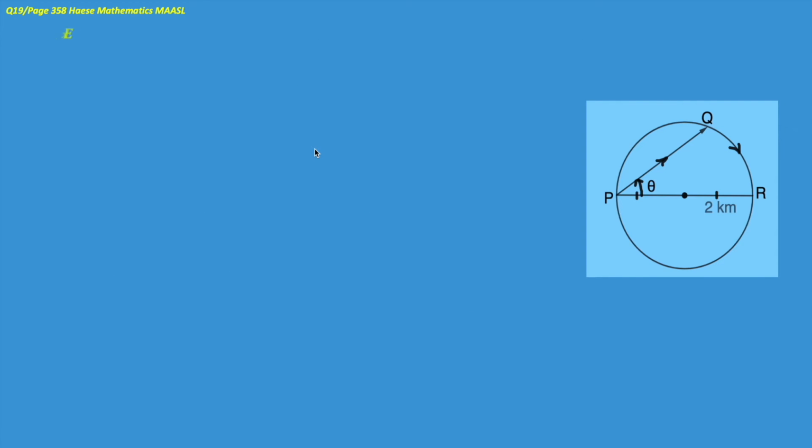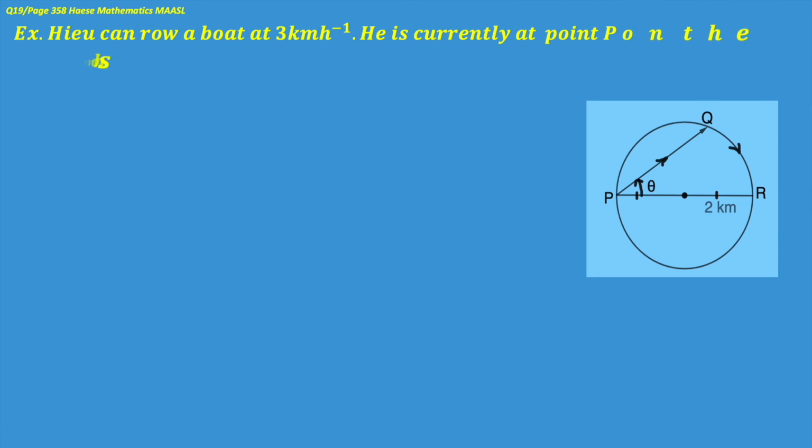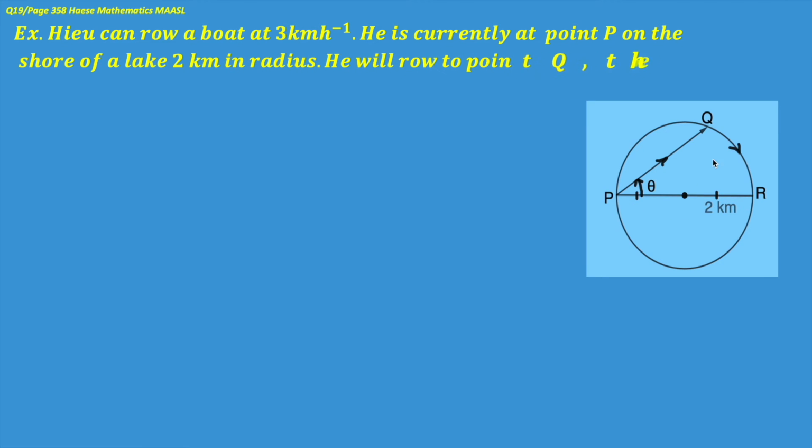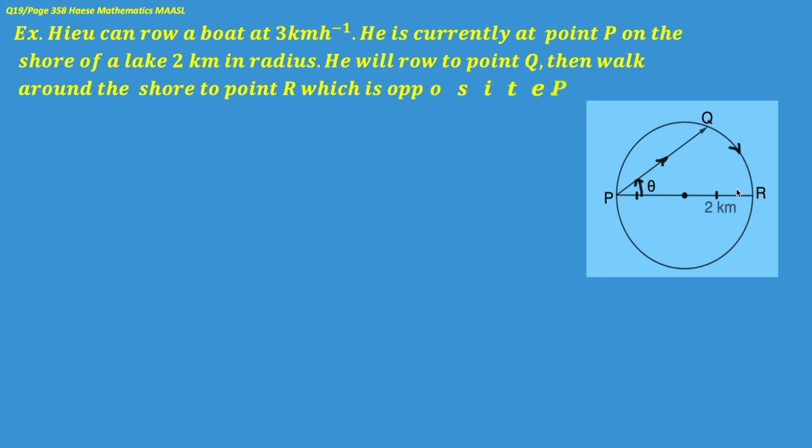Let's look at another question, another example, an IBDP style question. Hugh can row a boat at 3 km per hour. He is currently at point P on the shore of a lake 2 km in radius. He will row to point Q, then walk around the shore from point Q to R, which is opposite to P.